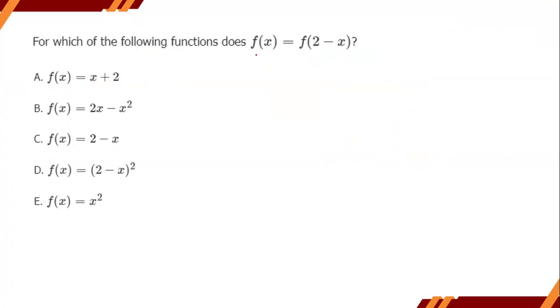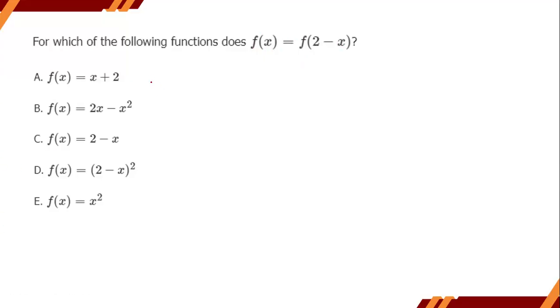For which of the following does f of x equal f of 2 minus x? Now, what we can observe here in this question is that we have two different inputs, x and 2 minus x, but the value of the function at these two different inputs is the same, right? So the question is asking, which is that function which gives us the same output for f of x and f of 2 minus x, all right? Now, again, we have two approaches for this particular question, and we will see both the approaches.